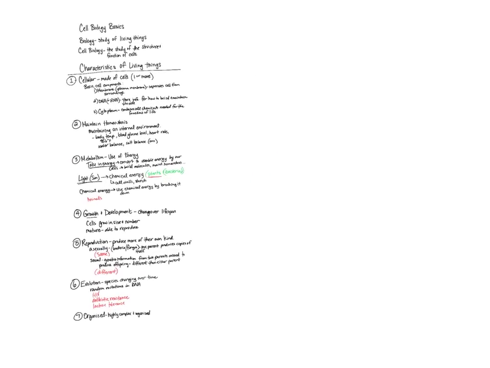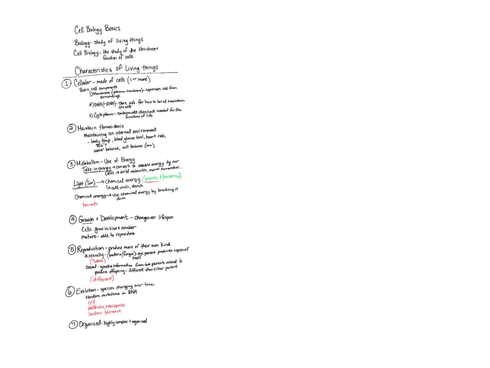So if we back up for just a moment, we talked about general biology, and then we went through the characteristics of living things. So 1 through 7: cellular, maintaining homeostasis, metabolism, growth and development, reproduction, evolution, and that they're organized. And so now what I'd like to do for the rest of this lecture is talk a bit about the organization of life. We're going to go through some of the general organization of life as a whole, and then we can apply this to humans specifically.